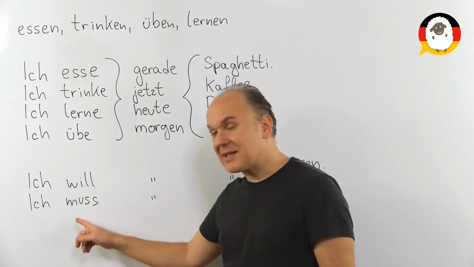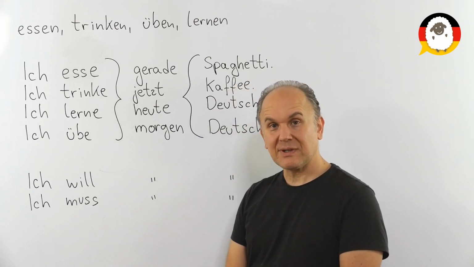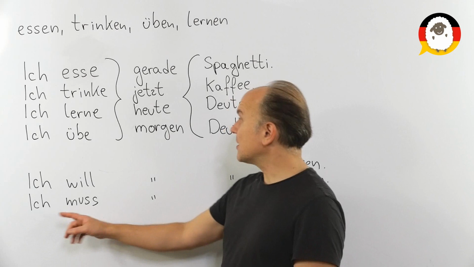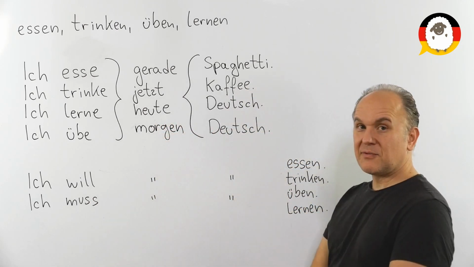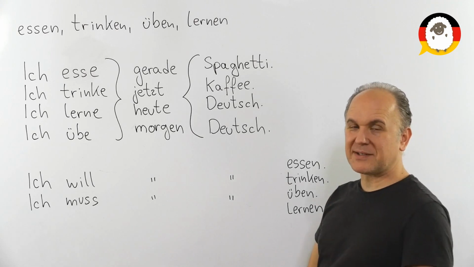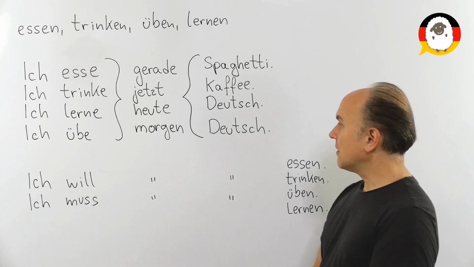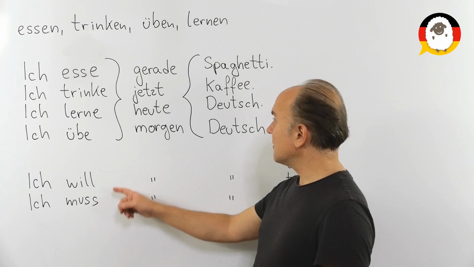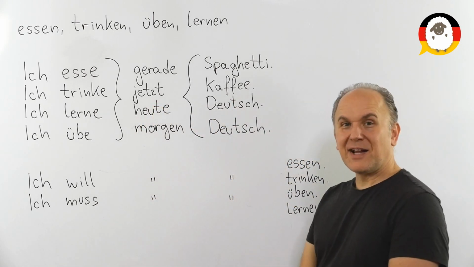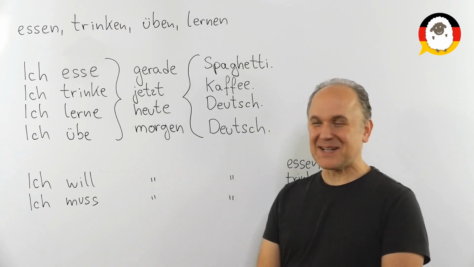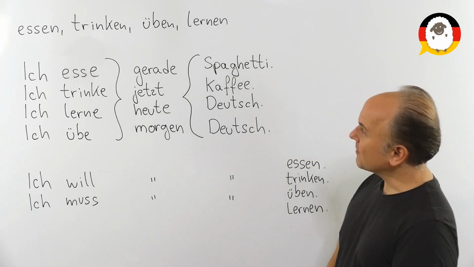Okay, and the next one is ich muss, I have to, I must. Ich muss heute Deutsch üben. I have to practice German today. Ich muss jetzt Kaffee trinken. I have to drink coffee now. For example. Yeah. Okay.